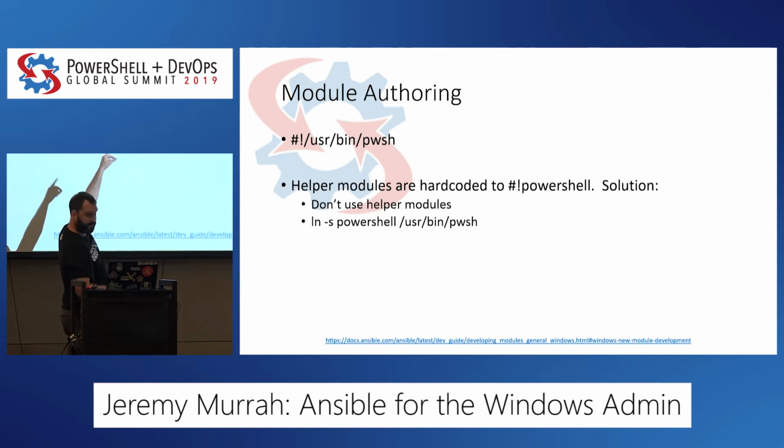That's a shebang, if you're not familiar with the term. You put that as the first line in your script, and that tells Linux what to use to execute your script file. So it doesn't matter what the extension is. If you put that up there and you have PowerShell Core installed on whatever machine you're running this module on, it'll use that to execute it.